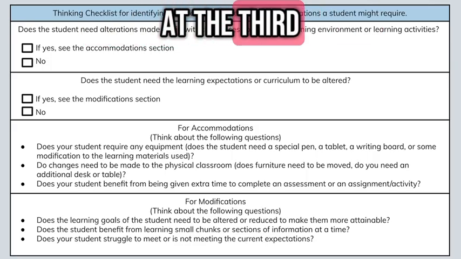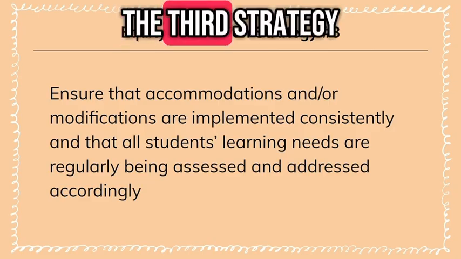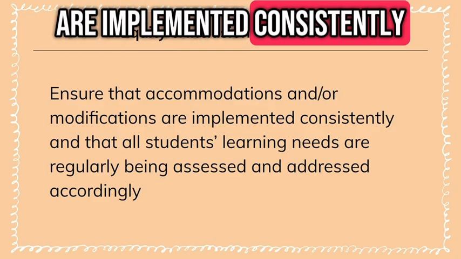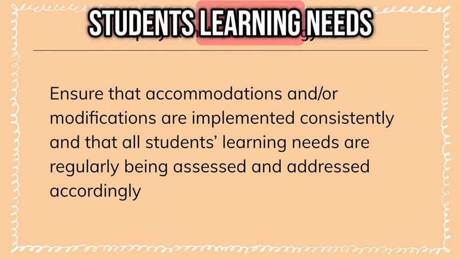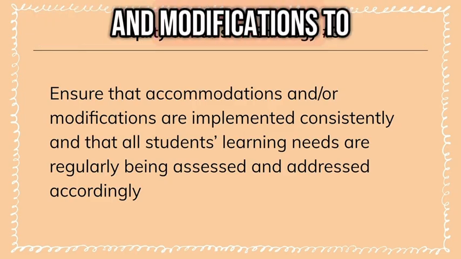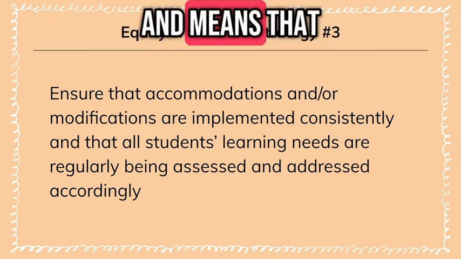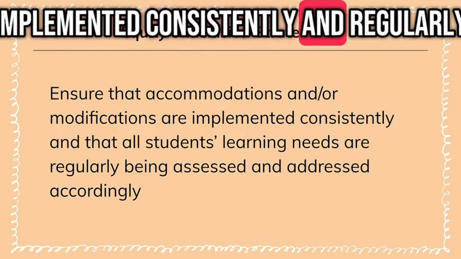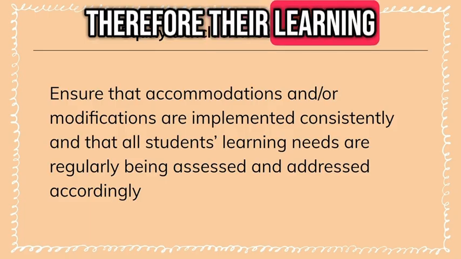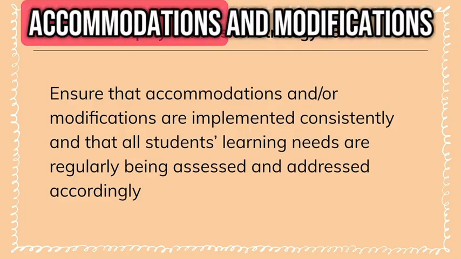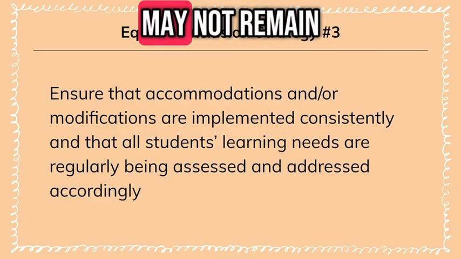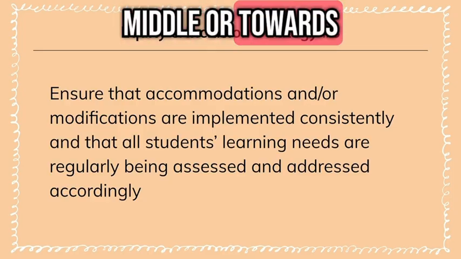Now, let's look at the third and final strategy. The third strategy is to ensure that accommodations and or modifications are implemented consistently and that all students' learning needs are regularly being assessed and addressed accordingly. For accommodations and modifications to be successful, it means that they are being implemented consistently and regularly. Students are growing and changing constantly. Therefore, their learning needs are also rapidly changing. Accommodations and modifications that might have been appropriate at the beginning of the school year may not remain appropriate by the middle or towards the end of the school year.